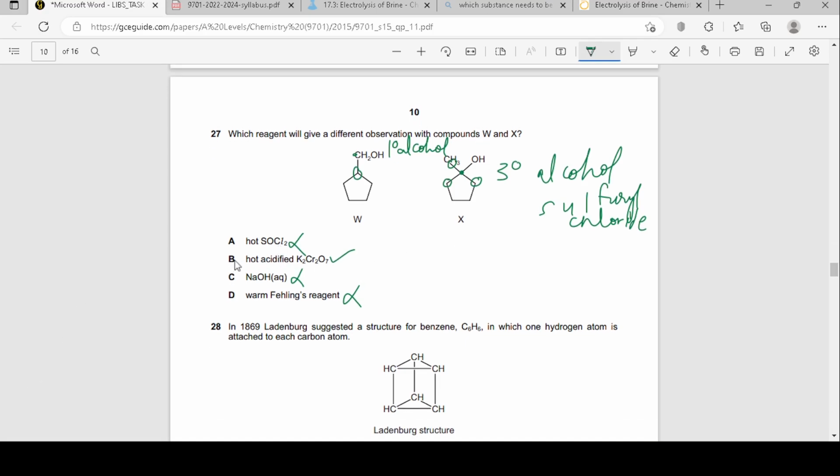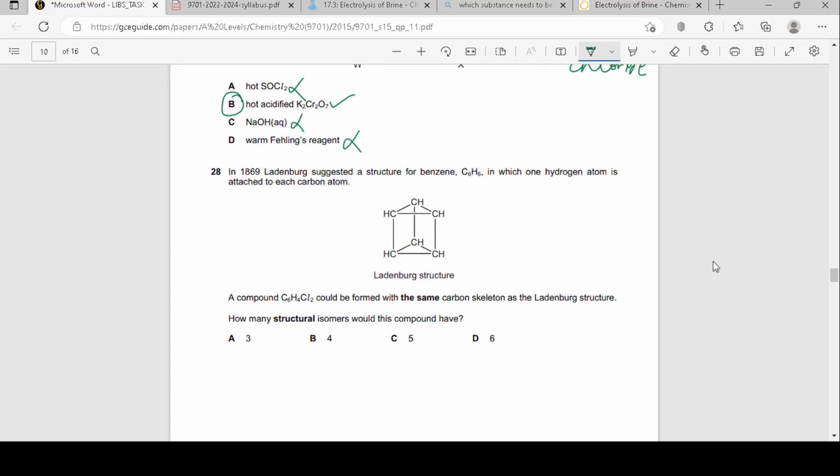And yes, basically the answer is going to be B, because tertiary alcohols cannot be further oxidized, whereas primary alcohols can be further oxidized into carboxylic acids.